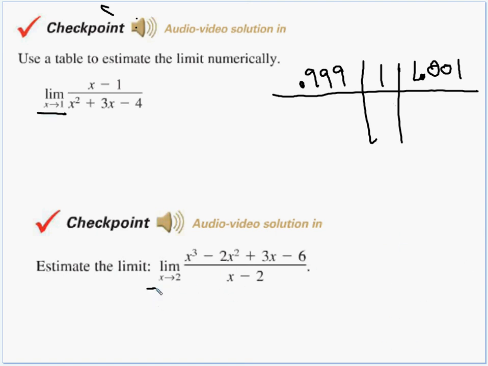The number here is 2 that we're approaching, so just try out 1.99 and 2.01. Those are numbers real close to 2, and we should be able to figure out what's going on with that second one. So pause the video, try to find those limits, and start it back up, see if you got them right.